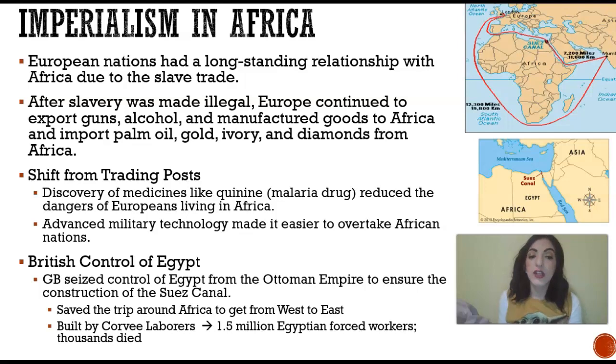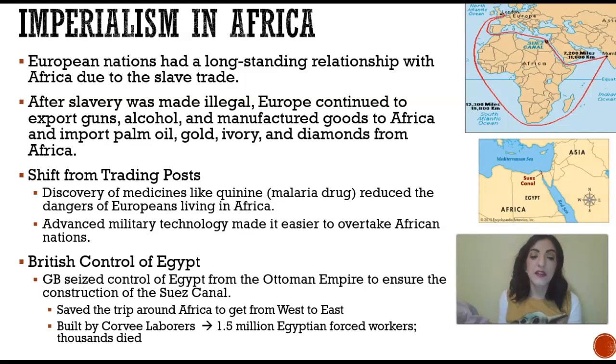You do have a move and a shift from trading posts. So the discovery of medicines like quinine, which is a malaria drug. Malaria is a particularly nasty disease, or actually I think it's a virus. I'm not 100% sure. But even quinine doesn't cure it, it just treats it. So it helps treat the symptoms of it. It helped reduce the dangers of Europeans living in Africa.